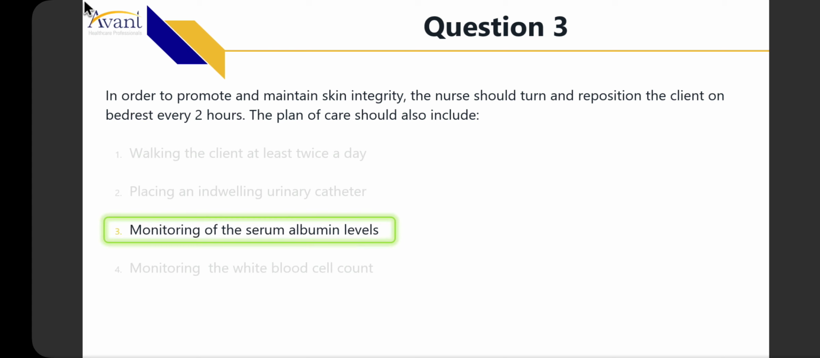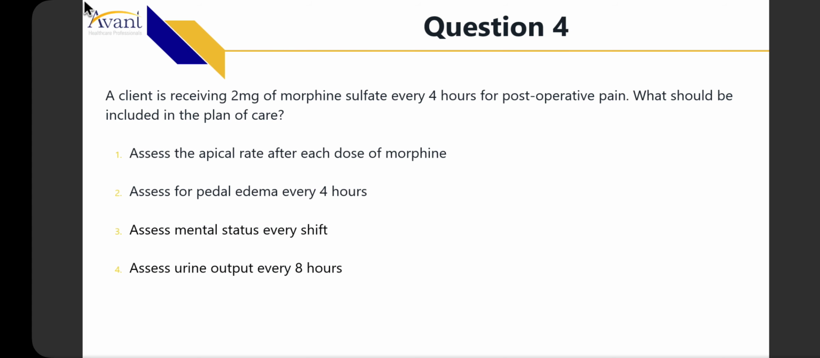Good, good questions. Number four, a client is receiving 2 milligrams of morphine sulfate every 4 hours for post-operative pain. What should be included in the plan of care?